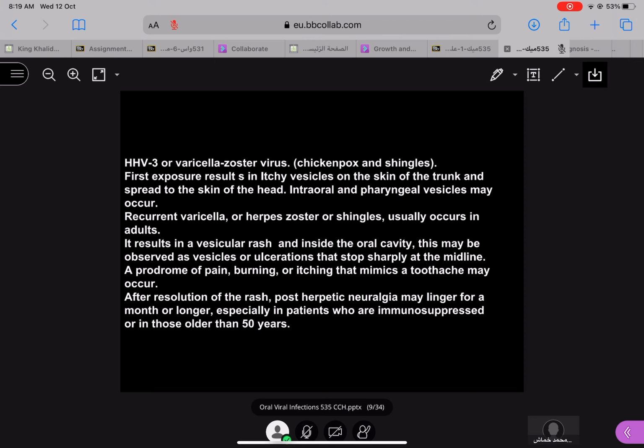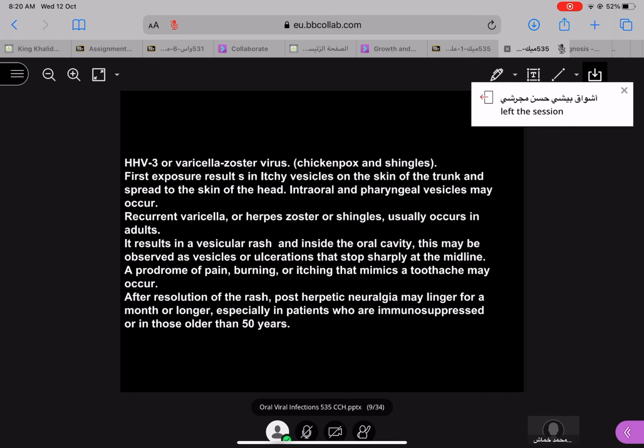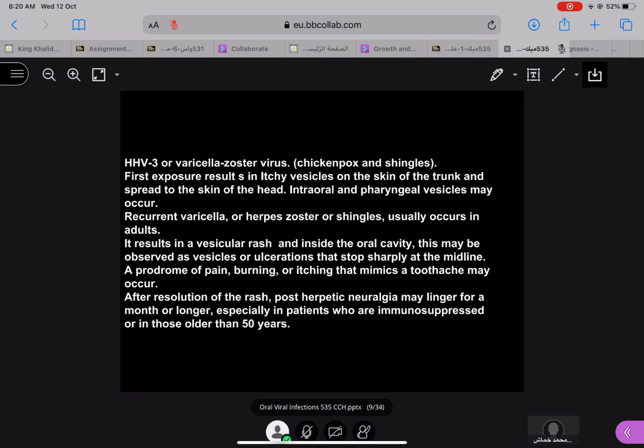Chickenpox, which is Samil Angas in Arabic. First exposure results in itchy vesicles of the skin. If one of your family members has had chickenpox, he can tell you, or you can tell other people if you have had the infection already. You will observe itchy vesicles on the skin, on the trunk, and spreading to the skin of the head. Anterior and pharyngeal vesicles may occur.